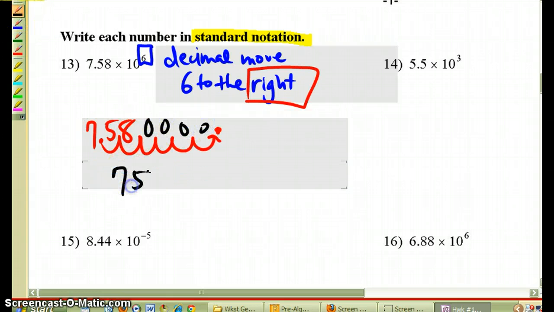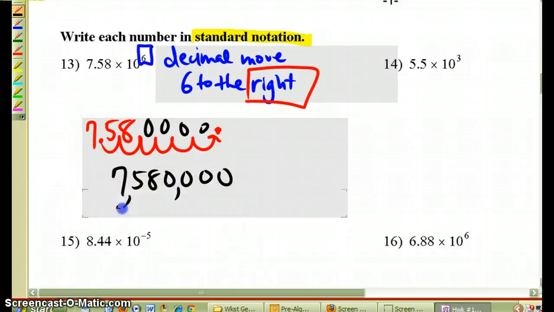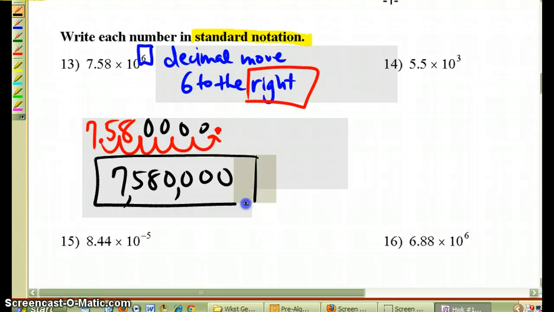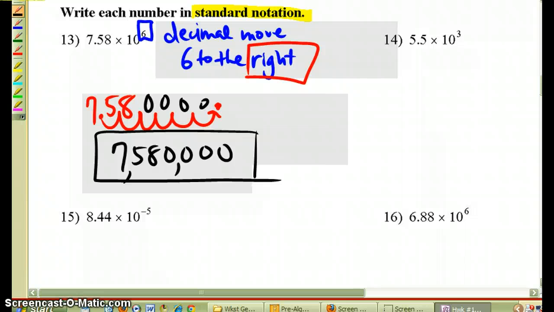So when you are getting your answer, please do not look at the 6 and think that I need to add 6 zeros. Actually, in fact, it's all about moving the decimal. So here's my final answer now, 7,580,000. That makes more sense since the exponent was positive. So that is a very good way to double check your answers when you work out your question. And you do want to do that, do a little double check.